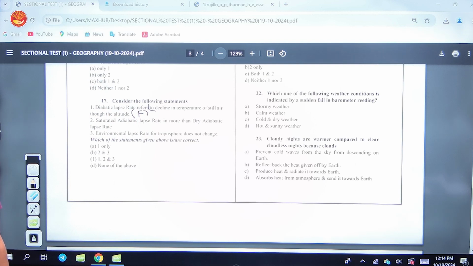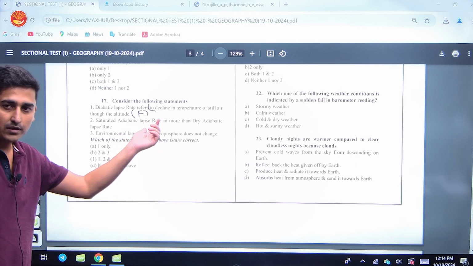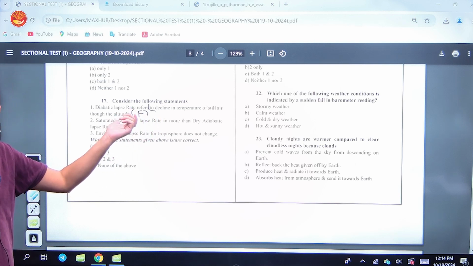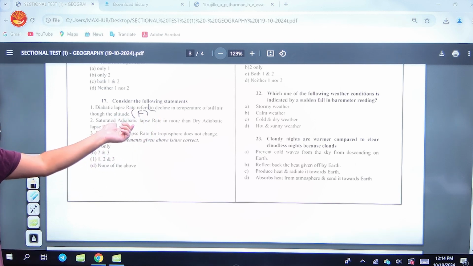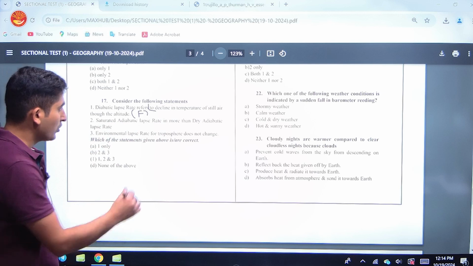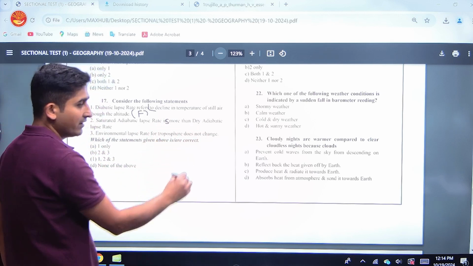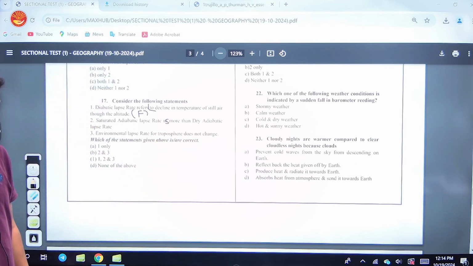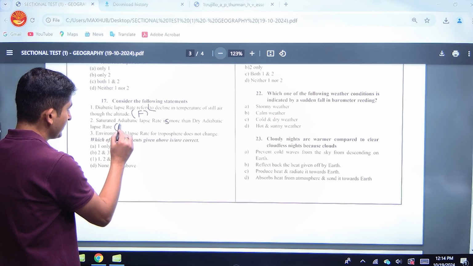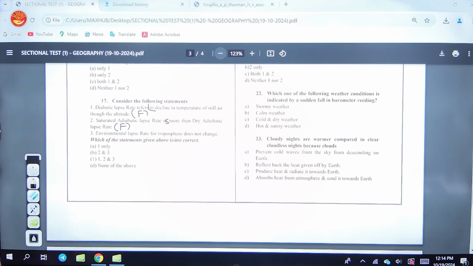Okay, so do not make a mistake here, even by accident. Saturated adiabatic lapse rate is more than dry adiabatic lapse rate. Is it true or false? Saturated adiabatic lapse rate is more than dry adiabatic lapse rate. It is false.